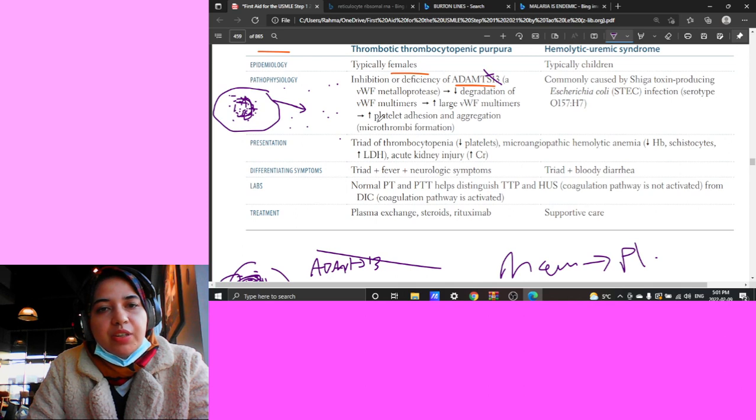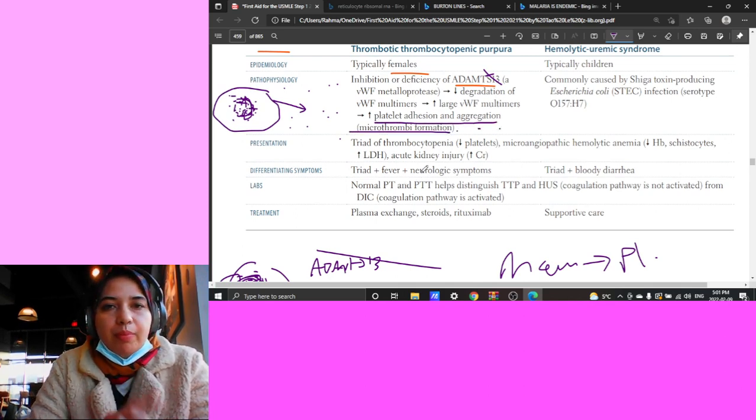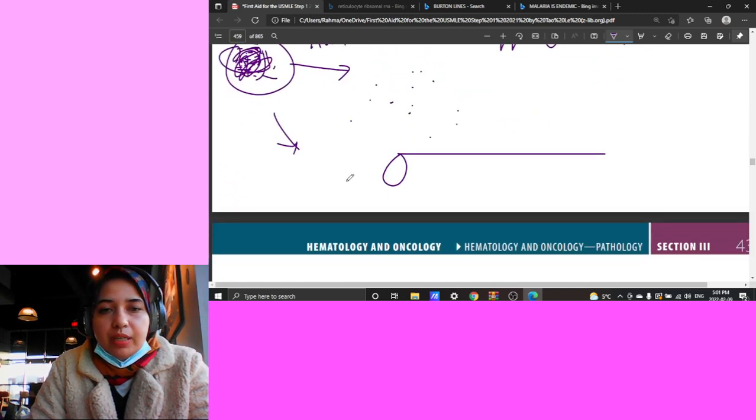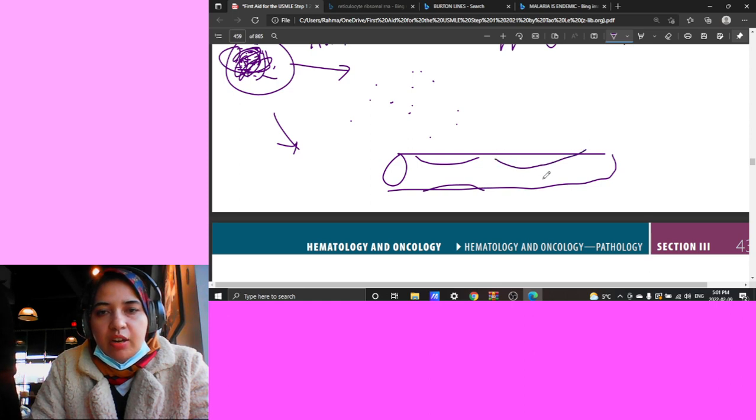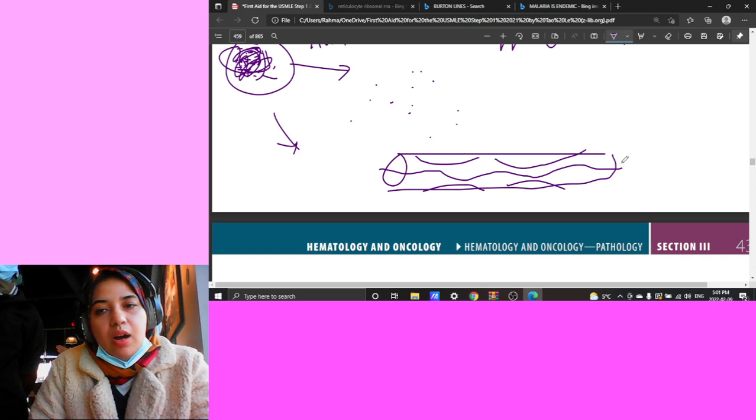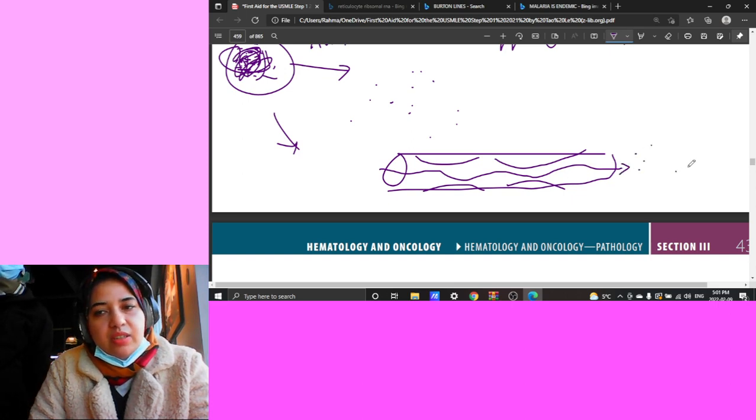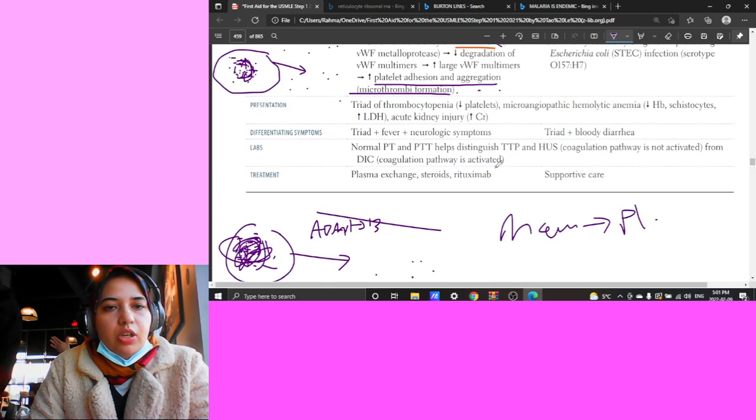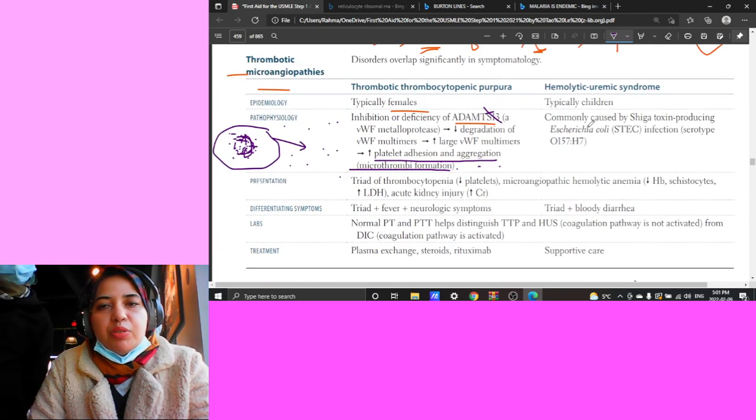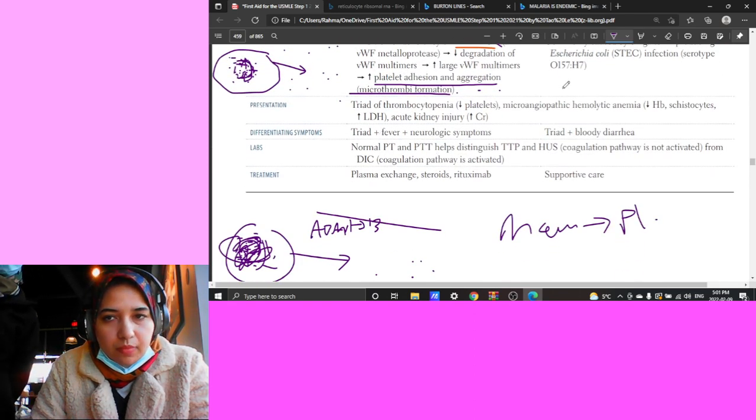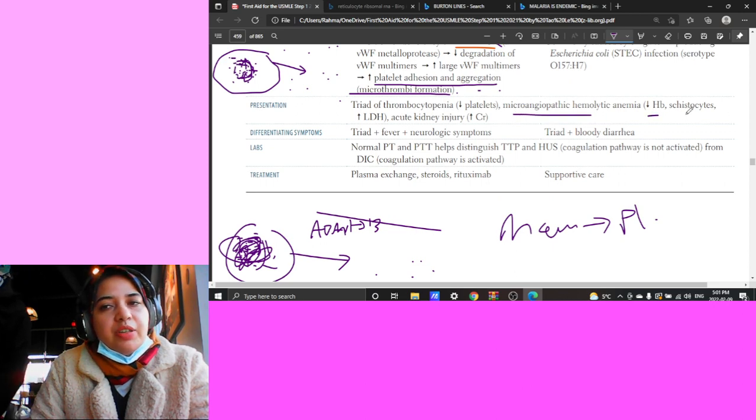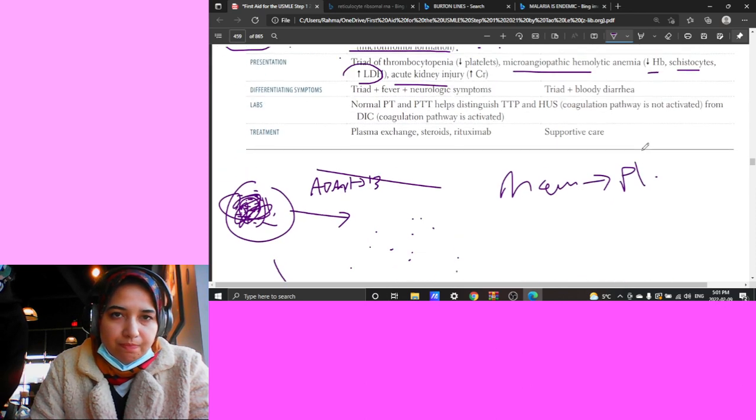So you're going to have increased platelet adhesion and aggregation. So microthrombi are occurring everywhere. Remember what I said, if you have microthrombi all over the place, and you have your red blood cells trying to circulate and pass through this now very tight area, you're going to have schistocytes that are also going to appear everywhere. So what are you going to find that is the same between these two conditions? Microangiopathic hemolytic anemia with decreased hemoglobin and increased schistocytes, increased LDH, and acute kidney injury.